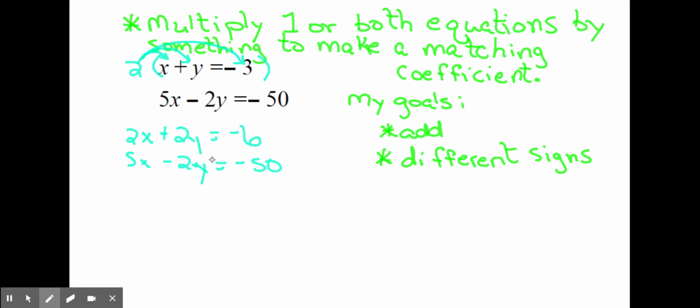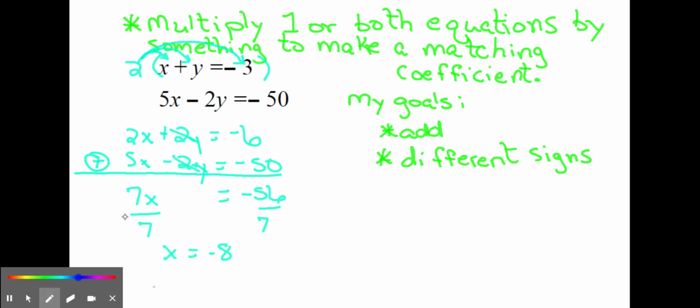So now I have 2x plus 2y equals -6 and 5x minus 2y equals -50. And all of a sudden, we're back to the previous lesson. So what I want you to do right now, look at this and tell me which variable we're going to be eliminating. We're going to eliminate the y's, right? Because they match. Am I going to add the two equations or subtract the two equations? I'm going to add because their signs are different. So I want you to take these two equations and add them and solve for x. I got x was -8.